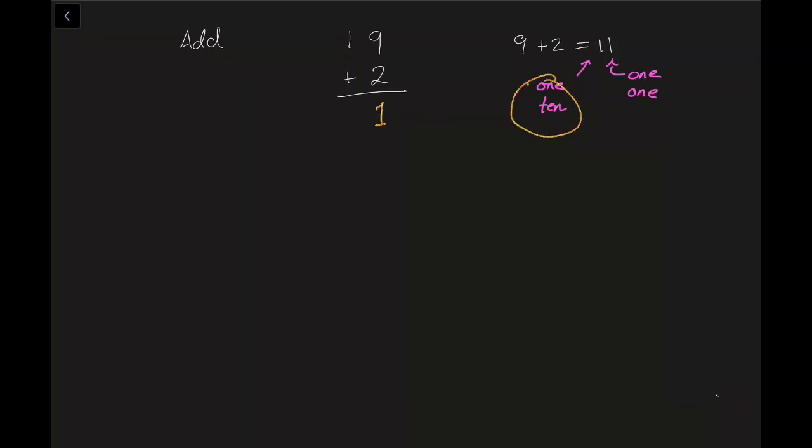Well, we can just bring that up into the tens column and put a 1 up there and add that to the rest of the things that we're adding in our tens. So we have the 1 that we carried over plus the 1 that's already there, and we get 2. So we put a 2 in the tens column, and our final answer is 21.